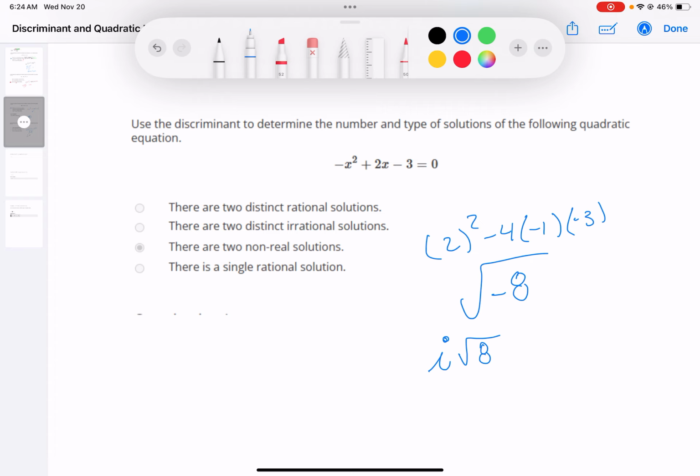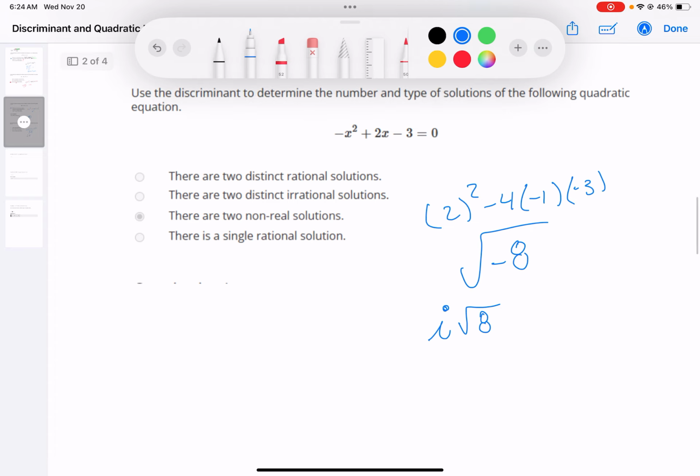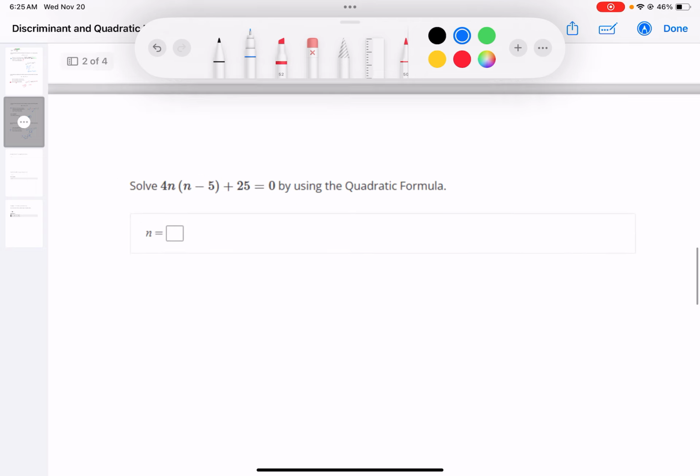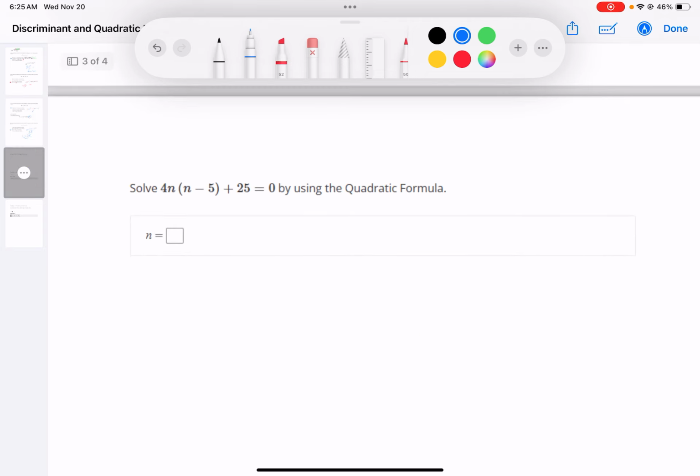Square root of 8. So you still have a plus minus when you plug this into the quadratic formula. And 2, whatever a is, I think it's the negative 1. But you're going to have two complex or non-real zeros. So anytime you get a negative, you can still do it, but you're going to have some not so fun answers. All right, so let's move on to the quadratic formula.